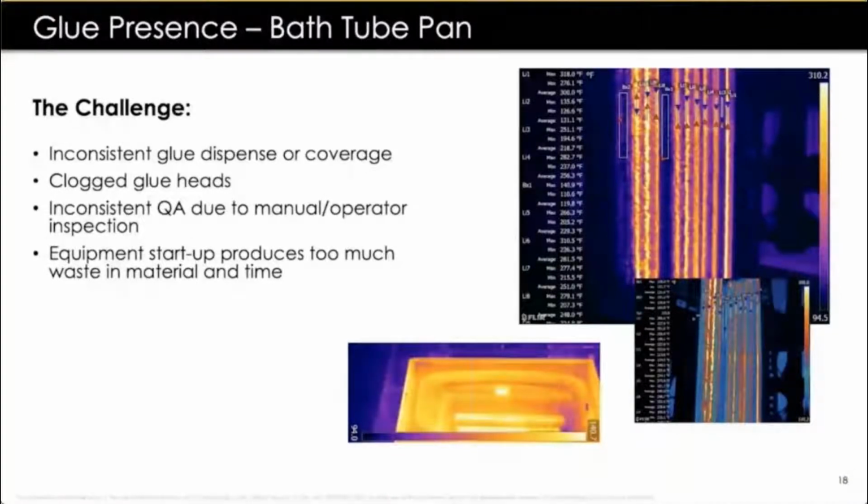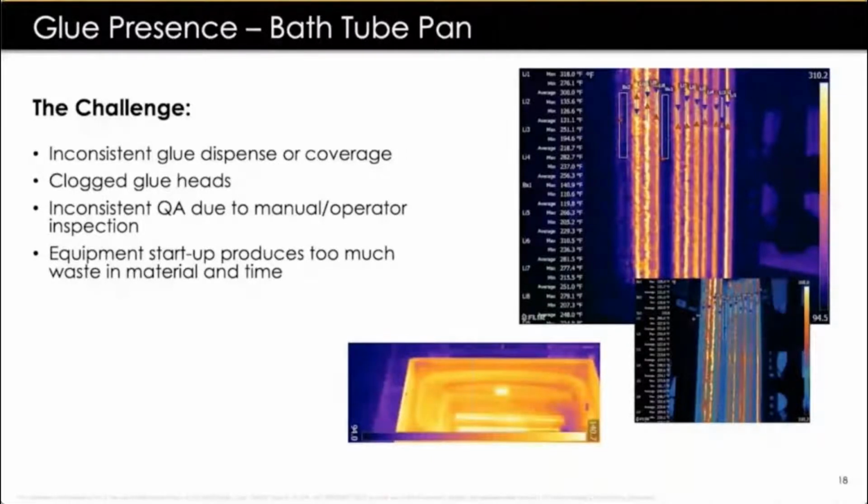So the challenge here was inconsistent glue dispensing. There was inconsistent coverage applied to the product, and they got really bogged down with clogged glue heads. There was also inconsistent QA due to manual operator inspection. Once the product was sprayed, the operator had to visually inspect it before it was married to its shell. And this product was clear onto a white frame, the subshell underneath the pan of the bathtub, so it was kind of difficult.